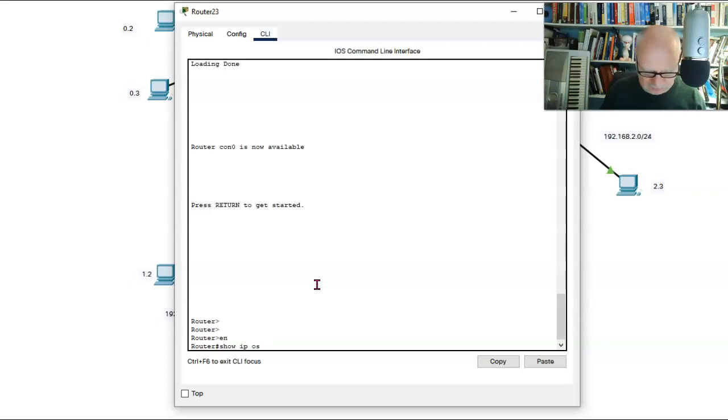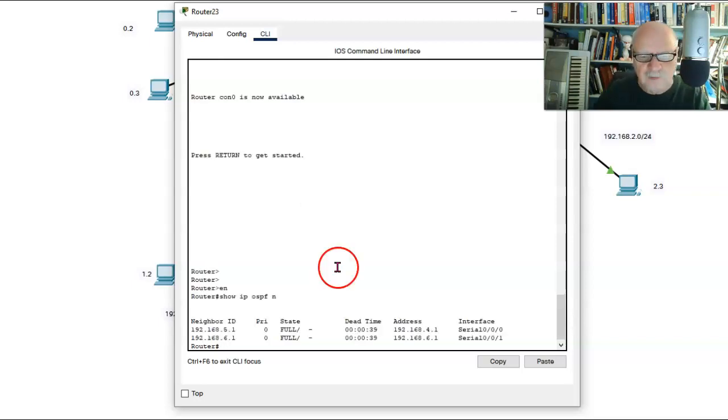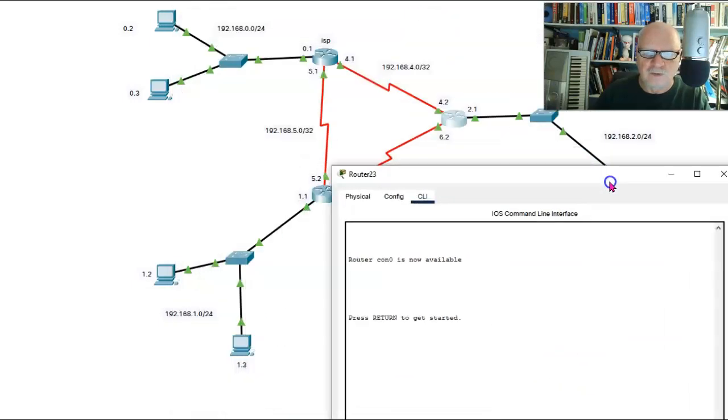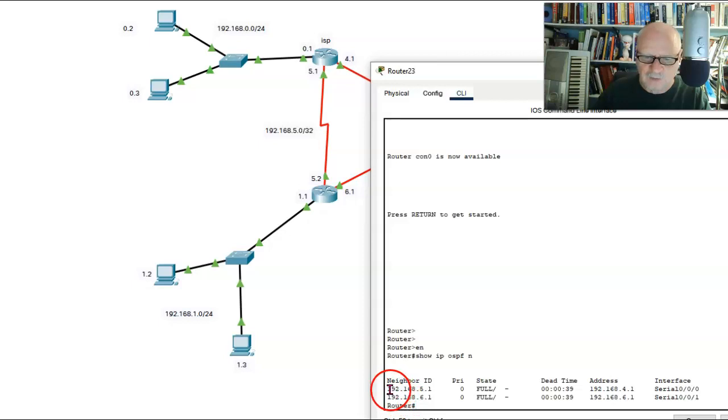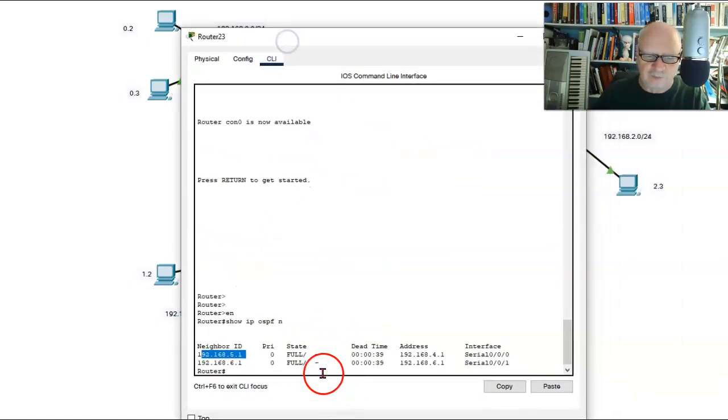Show IP OSPF neighbor. And you'll see that this router that I just chose here has 2 neighbors. The neighbor ID of 6.1, that would be this router, and the neighbor ID of 5.1, that would be this router, and they have formed full neighborships. But you notice this little dash here? That's where we would have information about whether this is the designated router or the backup designated router.